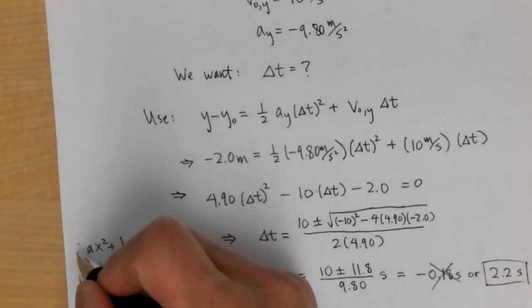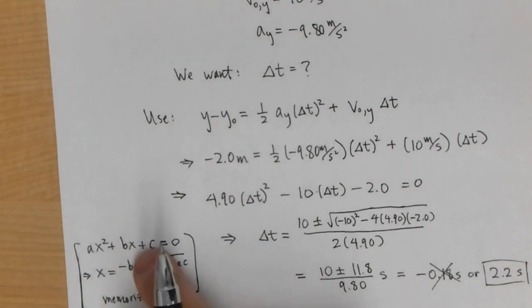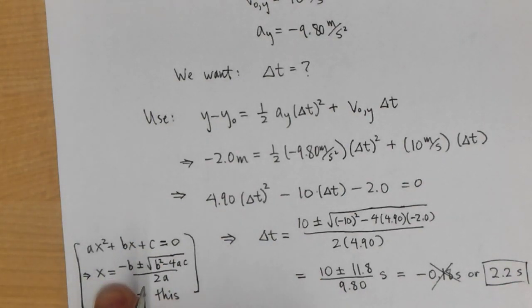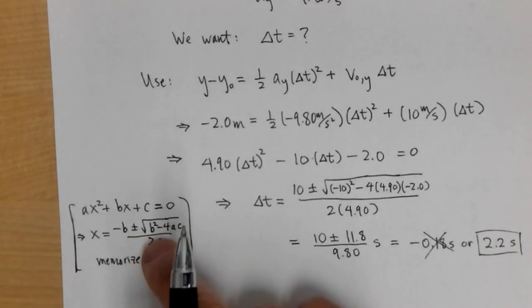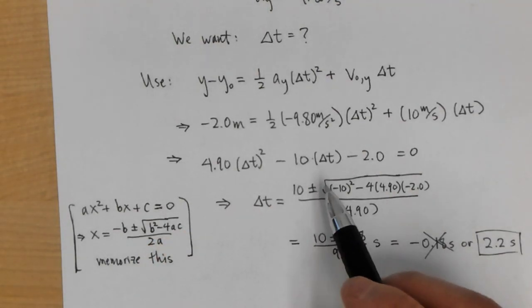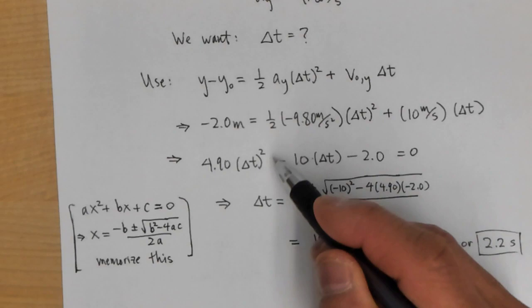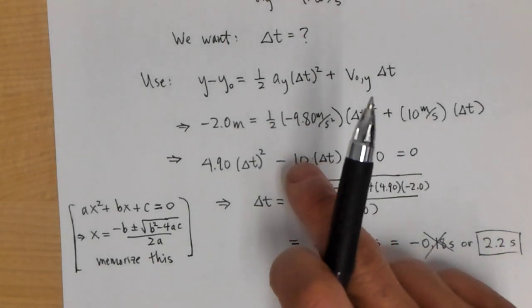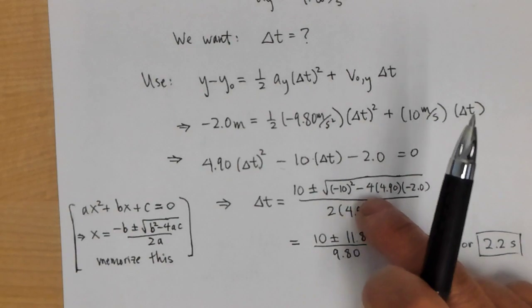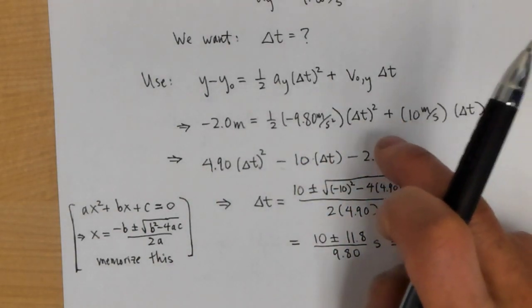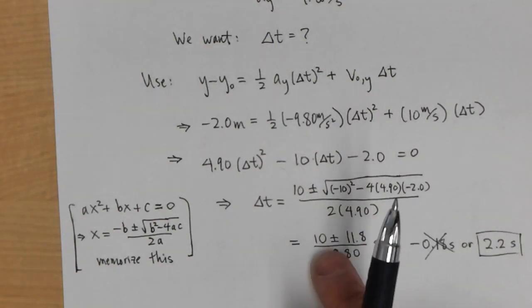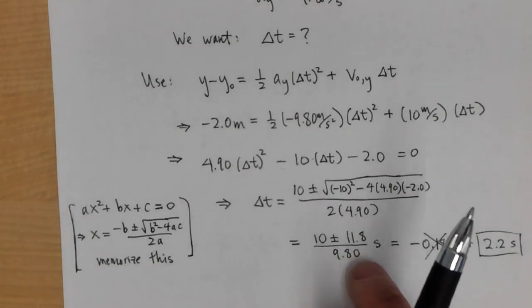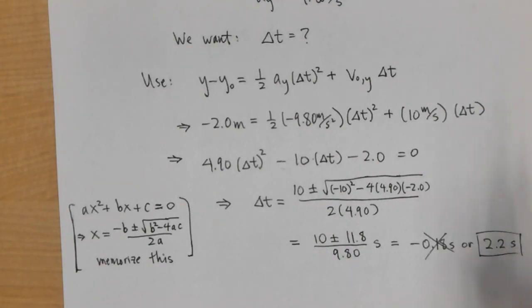And then we use the quadratic equation, ax squared plus bx plus c is equal to 0. The solution is x is equal to minus b plus or minus the square root of b squared minus 4ac, all over 2a. And so delta t will then be minus b, which gives me plus 10, plus or minus the square root of minus 10 squared, that's b squared, minus 4a, a is 4.9, c is negative 2, divided by 2a, a is 4.9. And that comes out to 10 plus or minus 11.8 divided by 9.8 seconds. And so we get either minus 0.18 or 2.2 seconds.